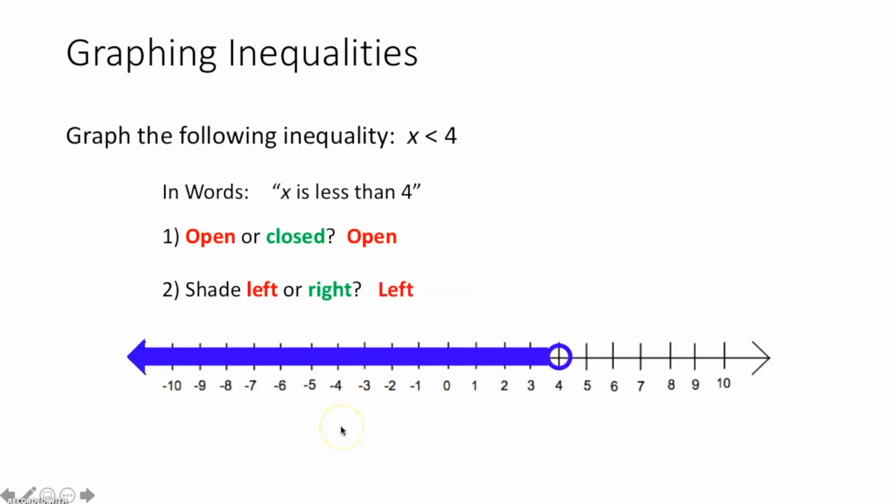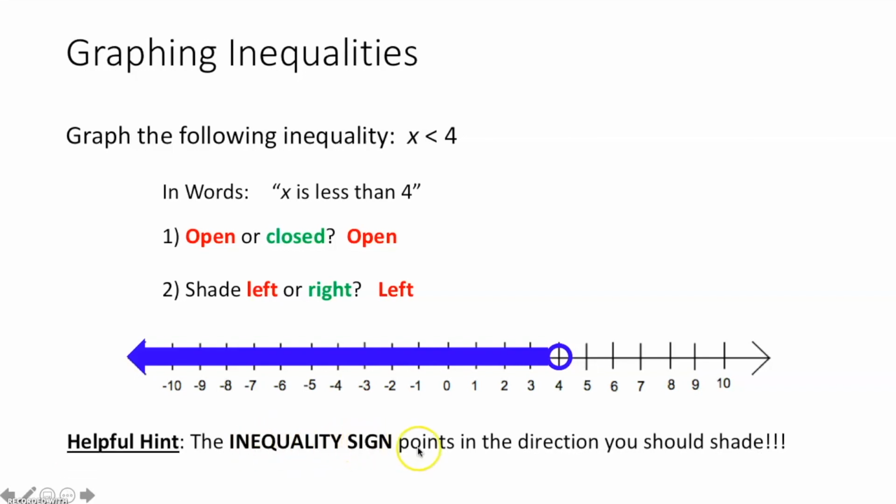Easy, right? If you can't remember that or you need a helpful hint, just know the inequality sign points in the direction you should shade. So here you see x is less than 4. So our inequality is pointing to the left, which means we should shade to the left. And this only works if your variable is on the left-hand side. So we have been doing that when we solve equations. We put our variable on the left and then our constants on the right. So anytime your variable is on the left and you solve it all the way out, your inequality sign is going to point the direction you should shade.